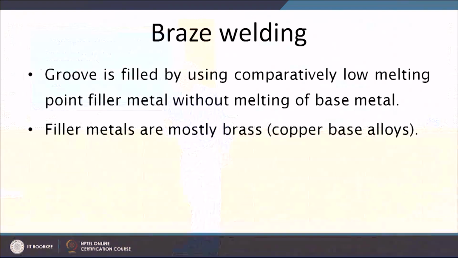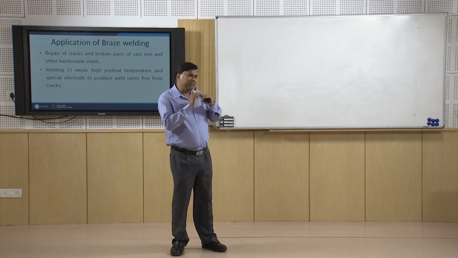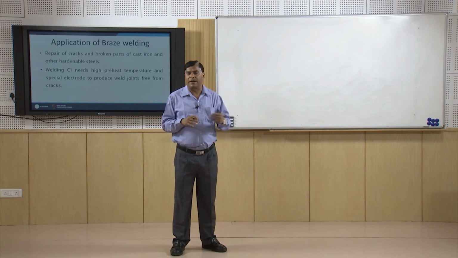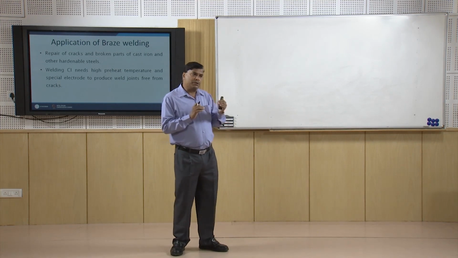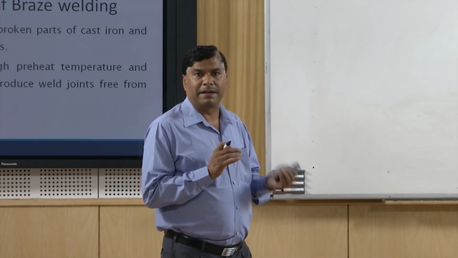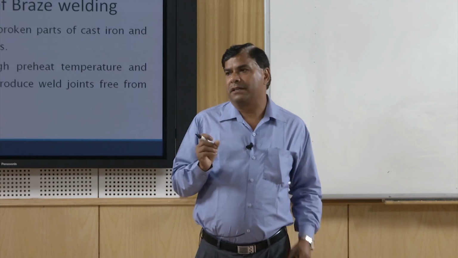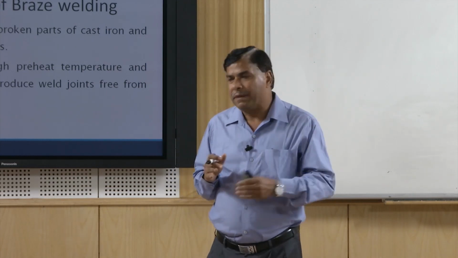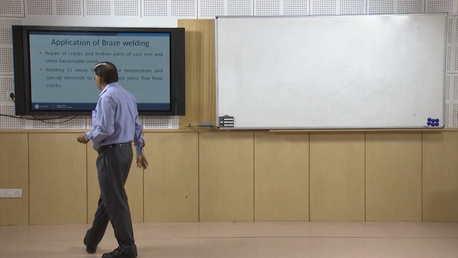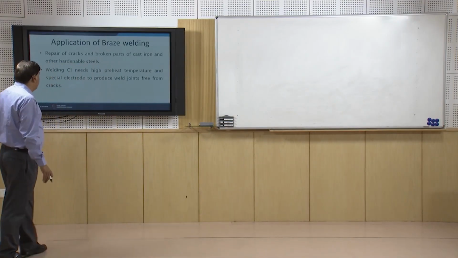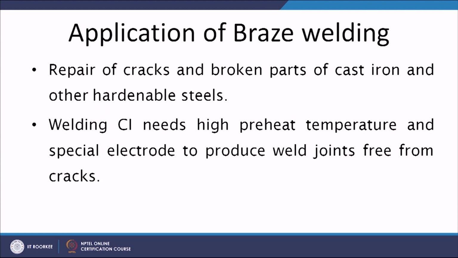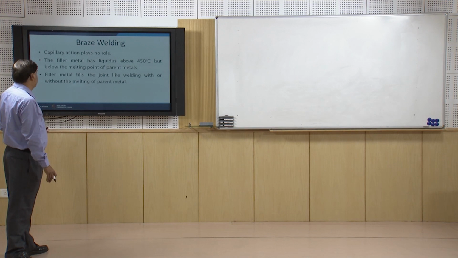Braze welding is primarily used for joining very difficult to weld metals like cast iron or high carbon steels, or also for repair of cracks, because the brass offers reasonably good strength, and if cracks have developed, it can easily repair them for different functional purposes. In case of cast iron, if repair work is needed, then preheating is required to avoid further cracking tendency. So, this is what we will see in further details related to braze welding.